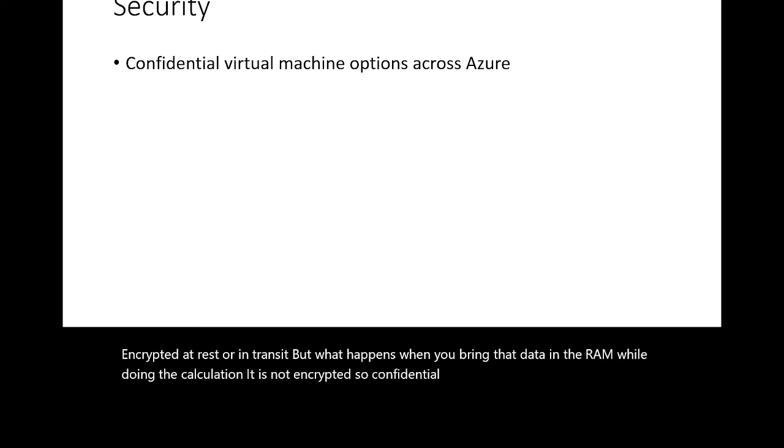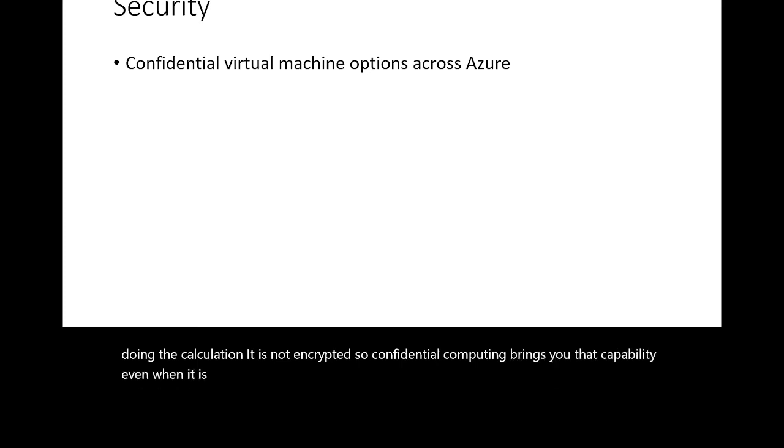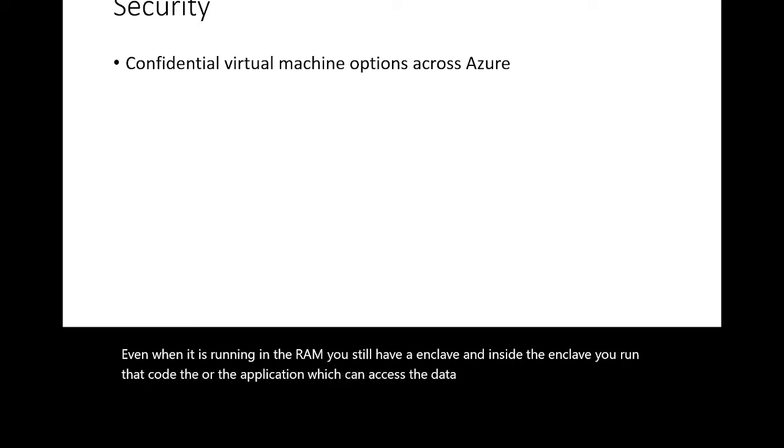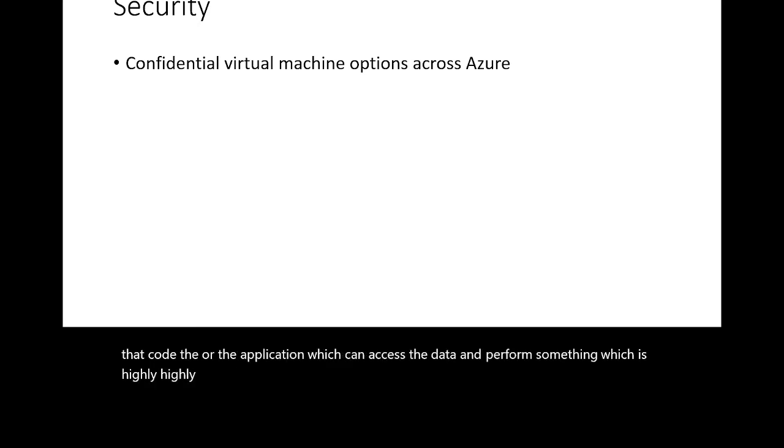So the whole idea is that we have data encrypted at rest or in transit. But what happens when you bring that data into the RAM while doing the calculation? It is not encrypted. So confidential computing brings you that capability: even when it is running in the RAM, you still have an enclave, and inside that enclave you run the code of the application which can access the data and perform something which is highly secure and cannot be accessed by anybody.